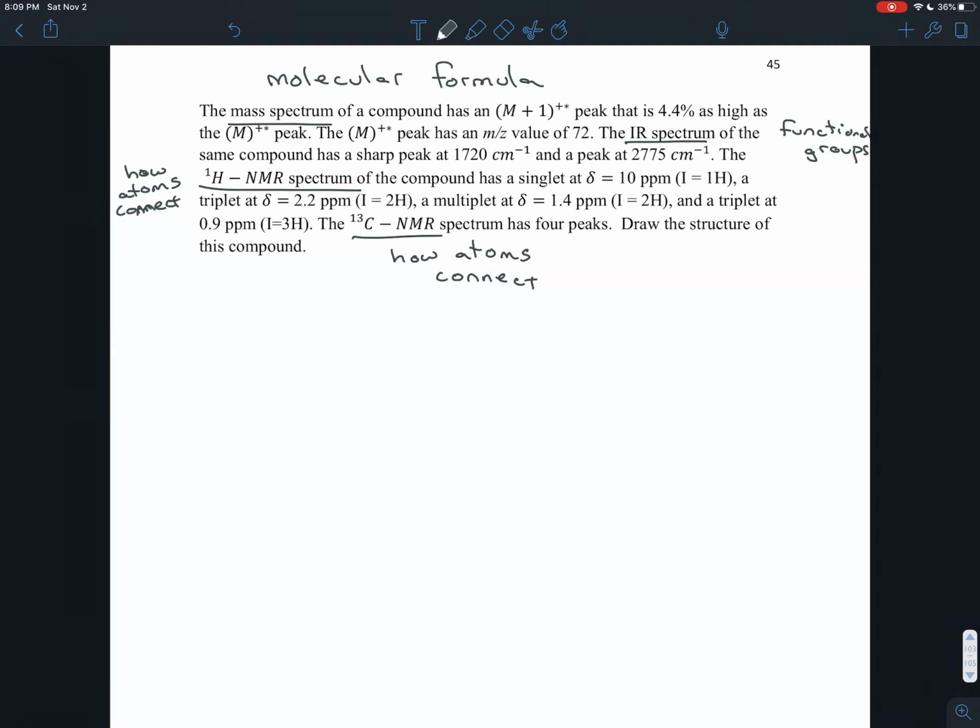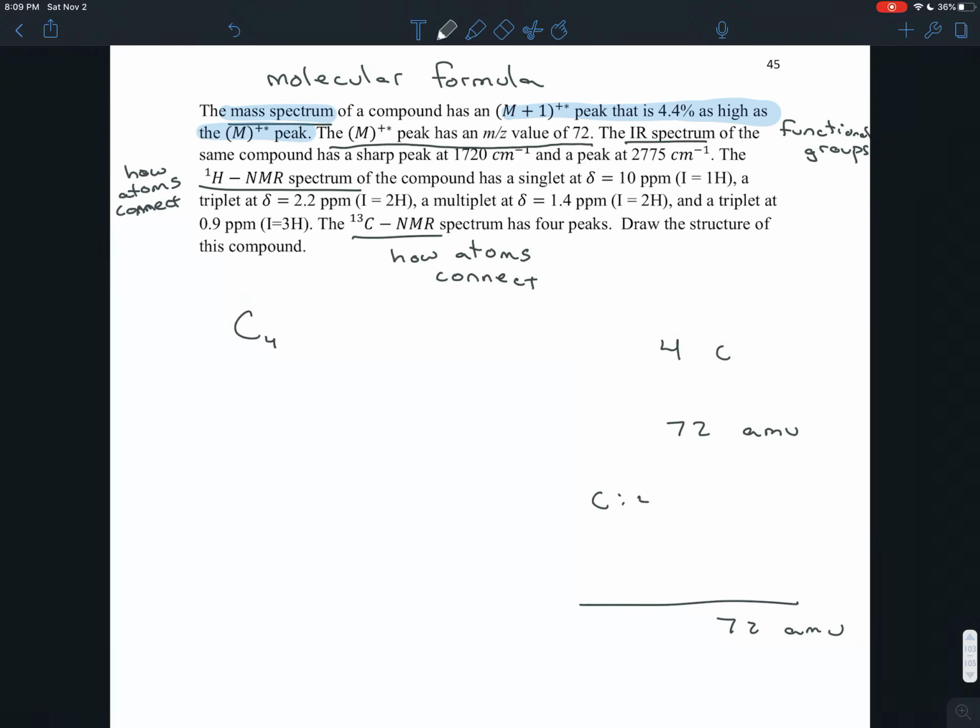Okay, well, let's zoom in. Let's focus on the mass spectrum. What they tell us is that the M+1 peak is 4.4% as high as the molecular ion peak. That means that we have 4 carbons, as we discussed. Next, they tell us that the molecular ion peak has an m/z ratio of 72. That means that the total mass of the molecule has to equal 72 AMU. So, if we're trying to figure out the molecular formula, we know that we'll have C4, and we also know that whatever else we have, everything has to add up to 72 AMU.